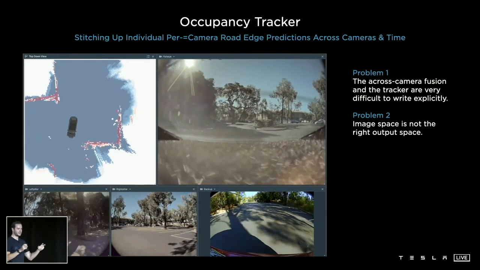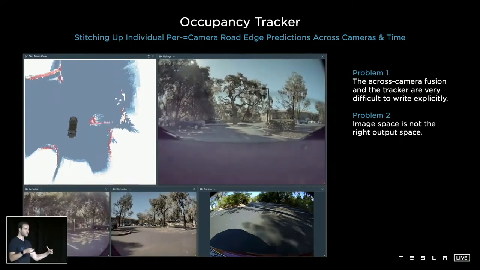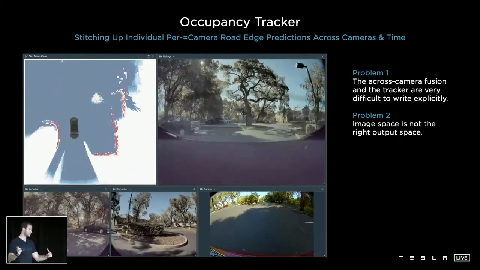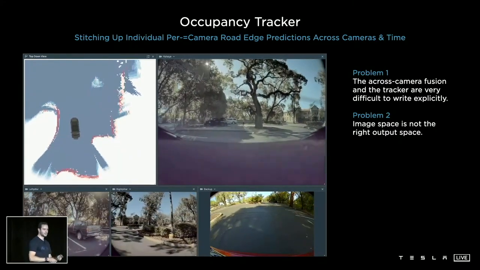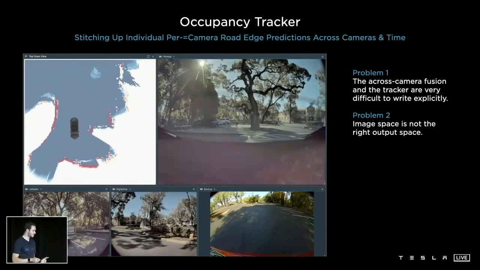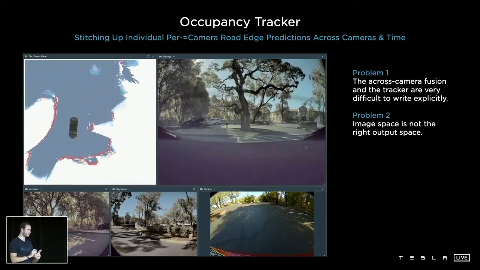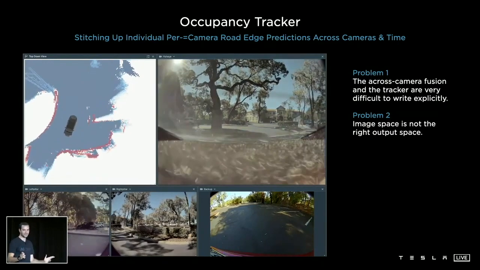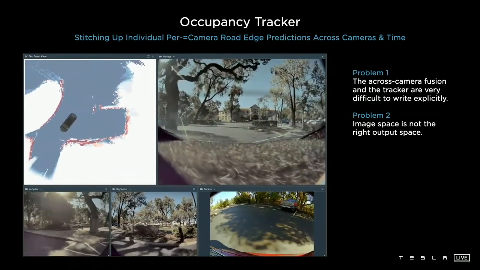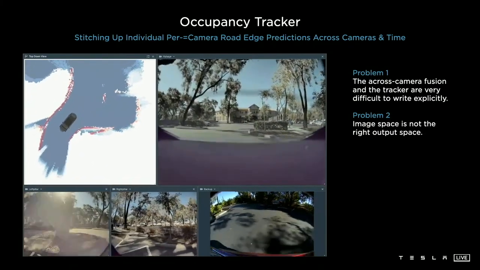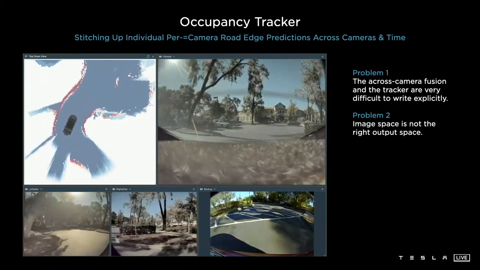So here we see that the curb detections from the images are being stitched up across camera scenes, camera boundaries, and over time. Now there were two major problems, I would say, with the setup. Number one, we very quickly discovered that tuning the Occupancy Tracker and all of its hyperparameters was extremely complicated. You don't want to do this explicitly by hand in C++. You want this to be inside a neural network and train that end to end.